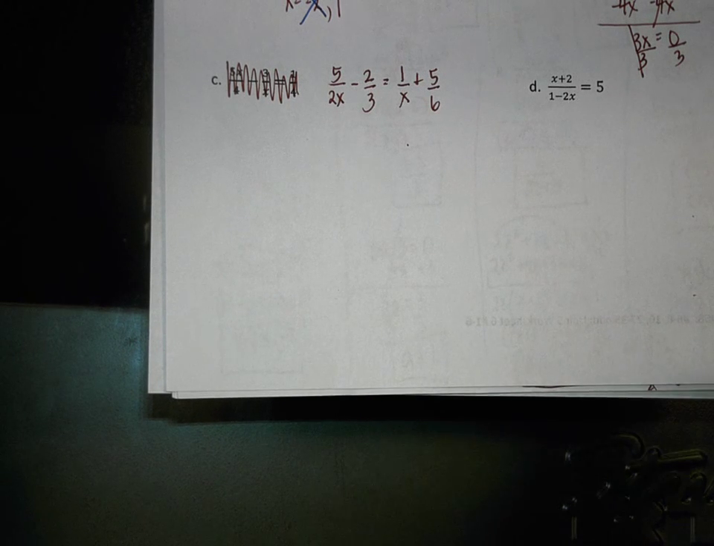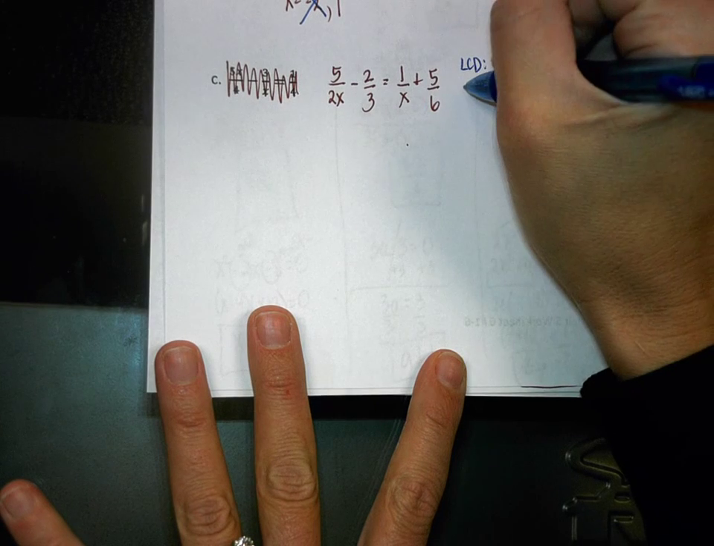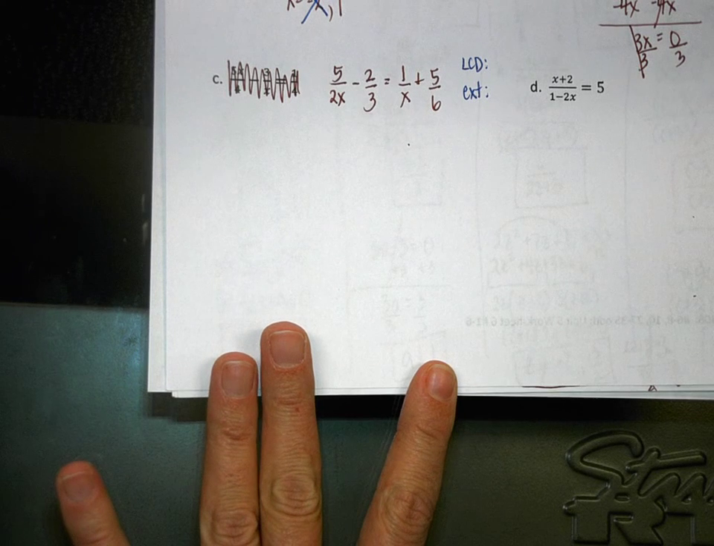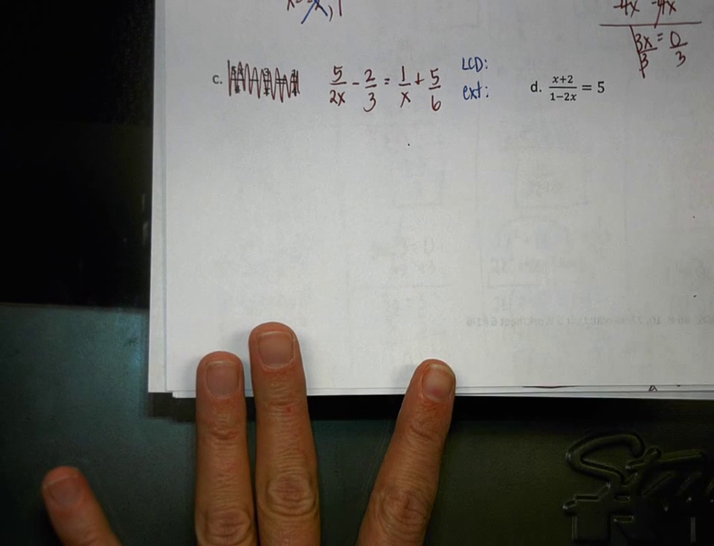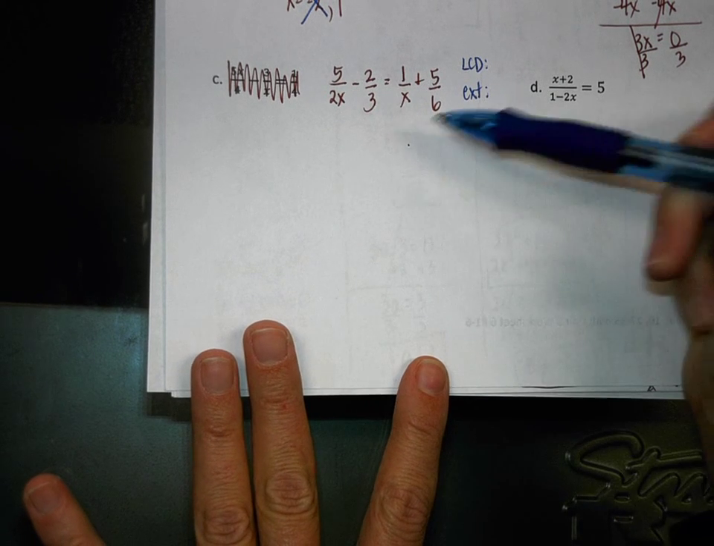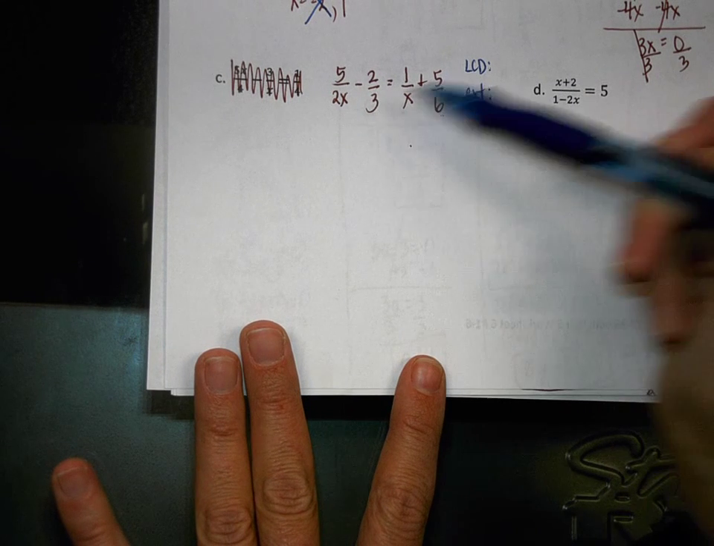All right, so what would be my LCD on this problem? Well, close. So I always start with my largest number. So in this case, my largest number is what? 6. Can 2 evenly go into 6? Yes. Can 3 evenly go into 6?